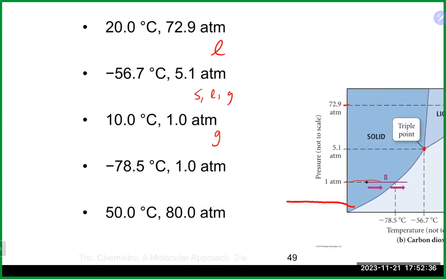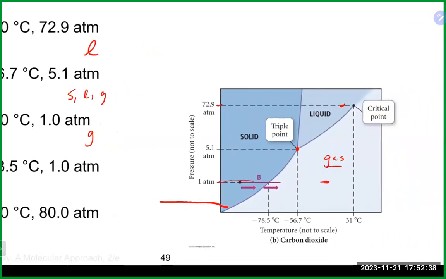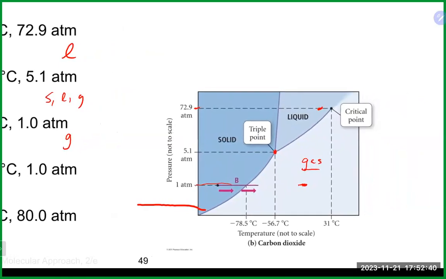Looking at minus 78.5 and 1 atmosphere. So that is here in 1 atmosphere. That will put us right on that line. And that is the line between solid and gas, which means since we are at the line there, we would have both phases basically happening at that point.